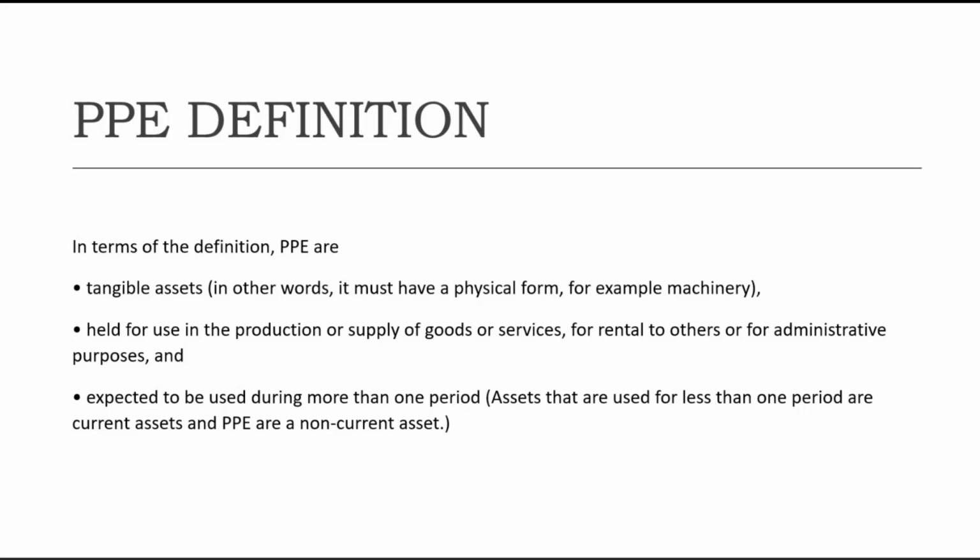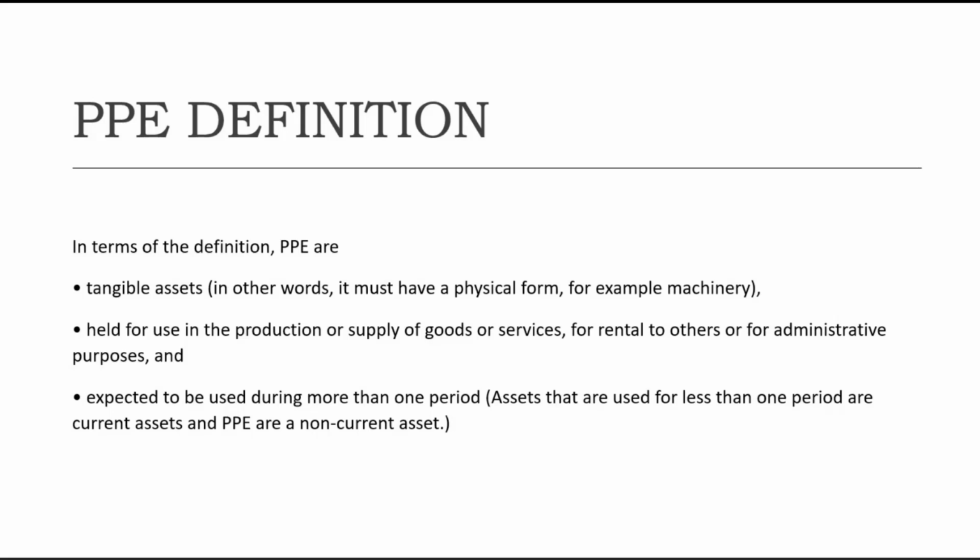So we say property, plant, and equipment is a tangible asset. In other words, it must have a physical form. It's held for use in the production or supply of goods or services, or for rental to others, or for administrative purposes. And it is expected to be used during more than one period. That means it's expected to be used for more than 12 months. So that's the definition of property, plant, and equipment.